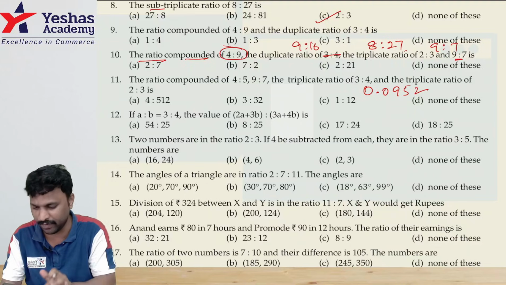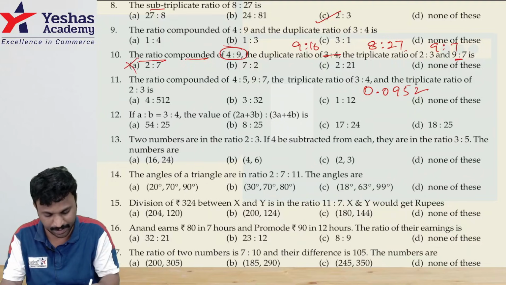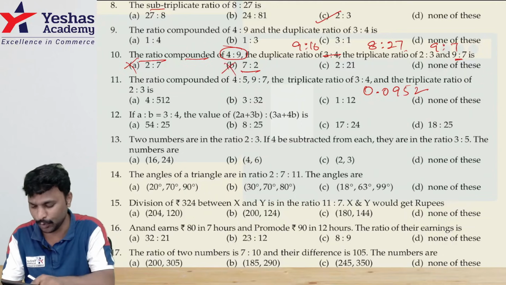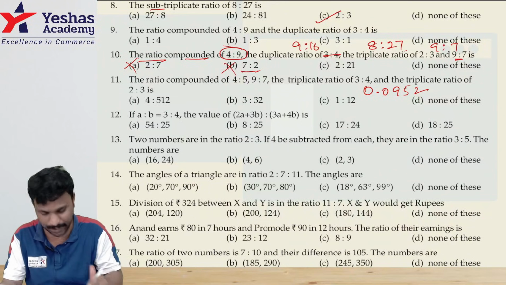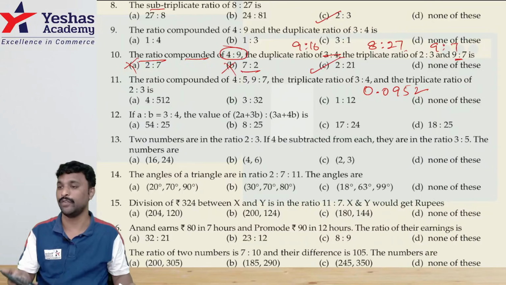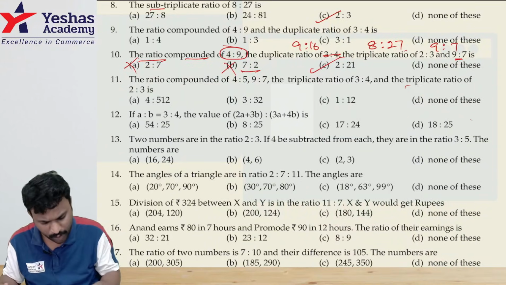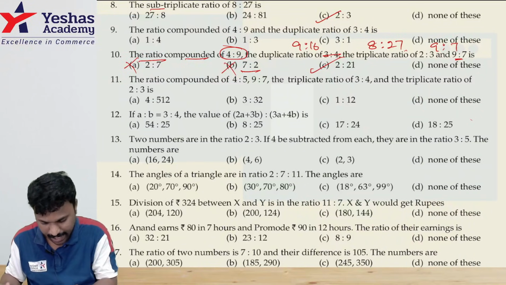2 divided by 7, if I do, is not the right answer. Option B cannot be the right answer because it is more than 1. 2 by 21 we shall do, which is 0.0952, which is option C, the right answer. Have you all understood? Moving on to the next question, question number 11.